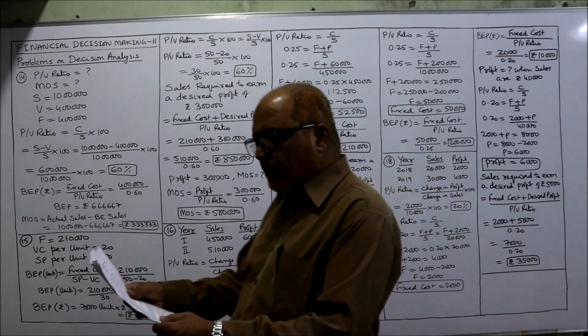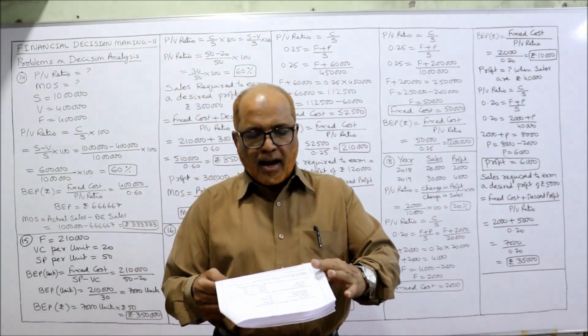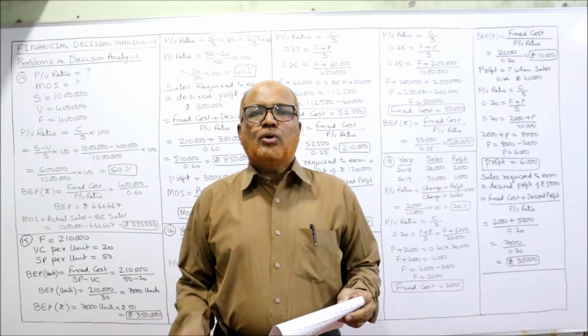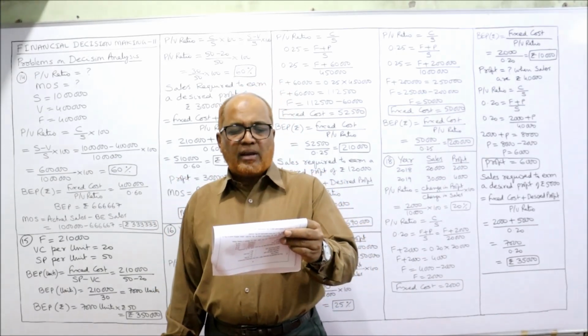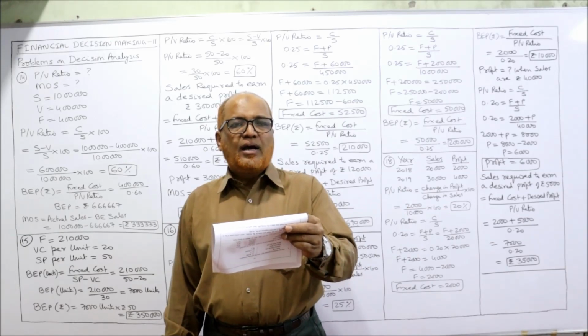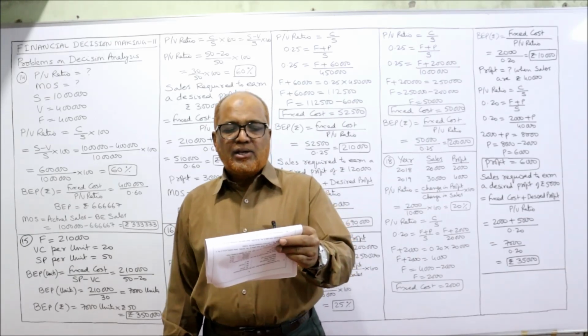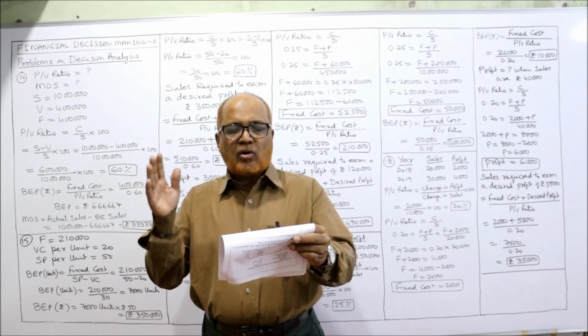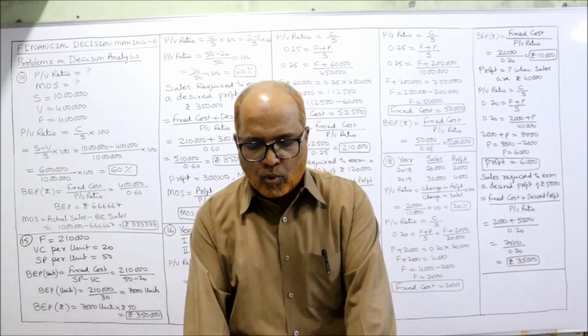Now, see problem number 14. Find PV ratio and margin of safety. The two items you have to calculate are PV ratio and MOS, when sales, variable cost and fixed cost are 10 lakh, 4 lakh and 4 lakh respectively. So we are given the sales, variable cost and fixed cost, and we need to calculate PV ratio and MOS.